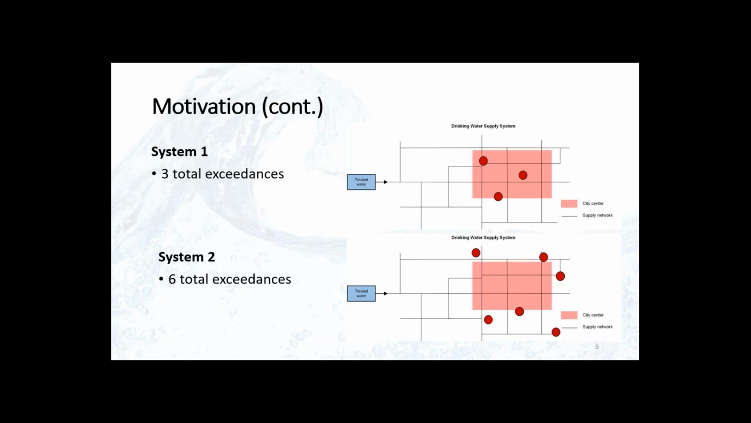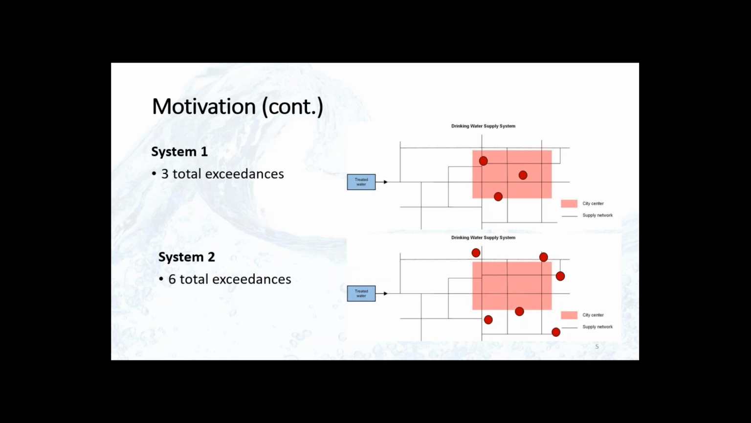I use this simplified example of two identical drinking water supply systems to highlight the deficiencies with current drinking water quality assessment. On top, you can see System 1, where there are 3 water quality exceedances in the city center. In System 2, there are 6 water quality exceedances in less populated areas. Traditionally, without incorporating spatial consequence, System 1 is outperforming System 2.